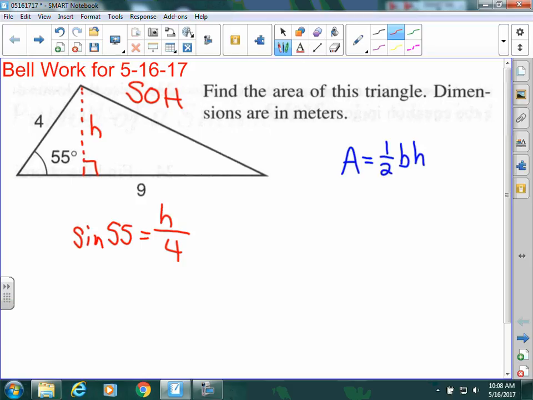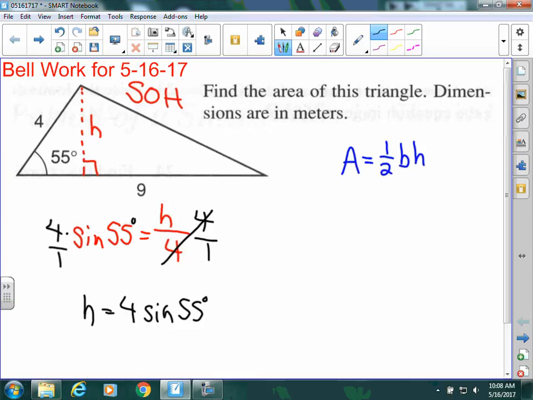So there we go. And honestly, when I'm looking at my area formula, I just want the height. So I'm going to multiply left and right by 4, so that it goes away, 4 over 1 times this. So my height all alone is equal to 4 times the sine of 55. Okay?